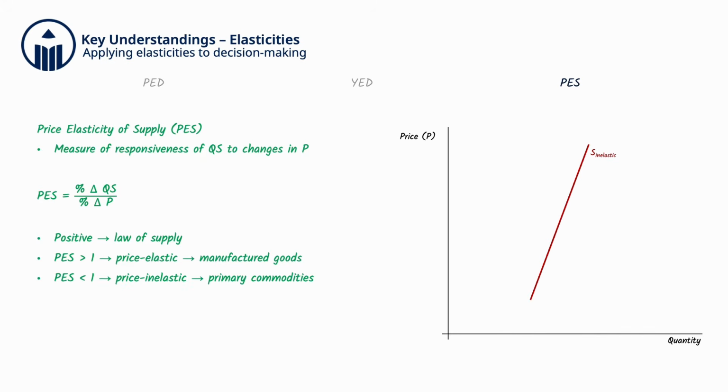A PES less than 1 implies that supply is price inelastic, which means that a change in price will result in a less than proportionate change in quantity supplied, and the supply curve will be relatively steep. Primary commodities like agricultural goods and mined minerals and metals tend to have price inelastic supply.